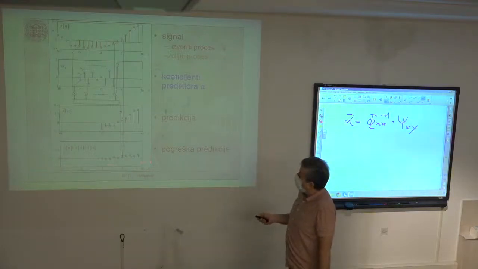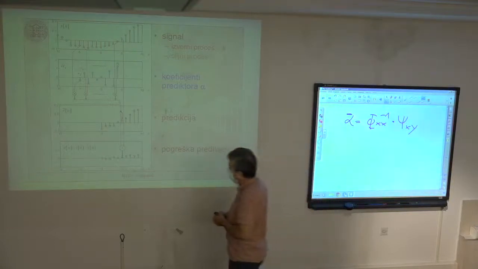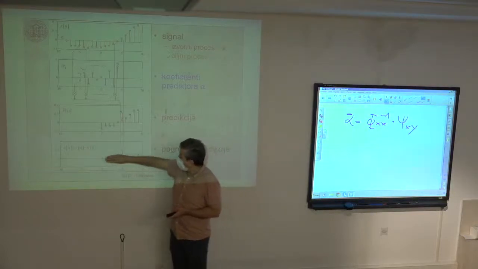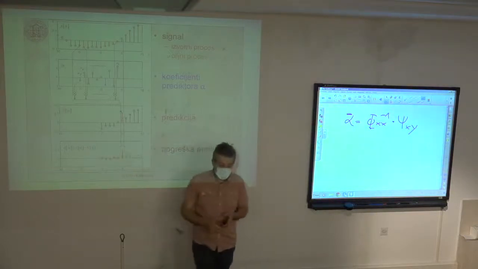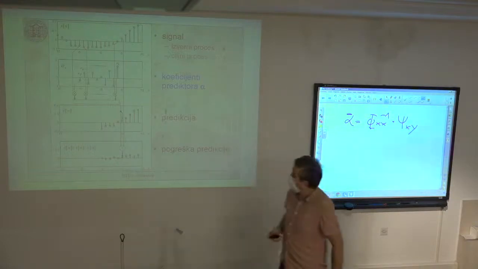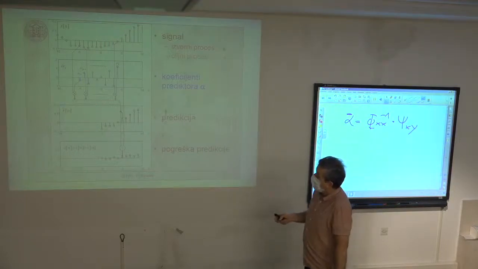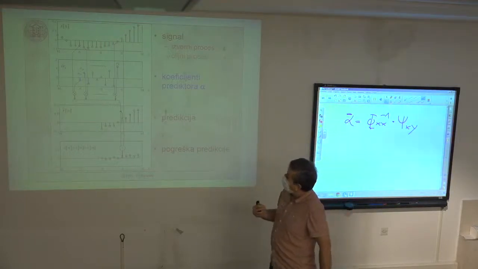So by reducing the variance, I'm actually reducing the required channel rate to transmit the information about the signal. So I'm transmitting only the information about the prediction residual, not about the prediction itself. Somehow I should be able to construct a prediction on the receiving side from the prediction residual. We will show later on how we actually do it.